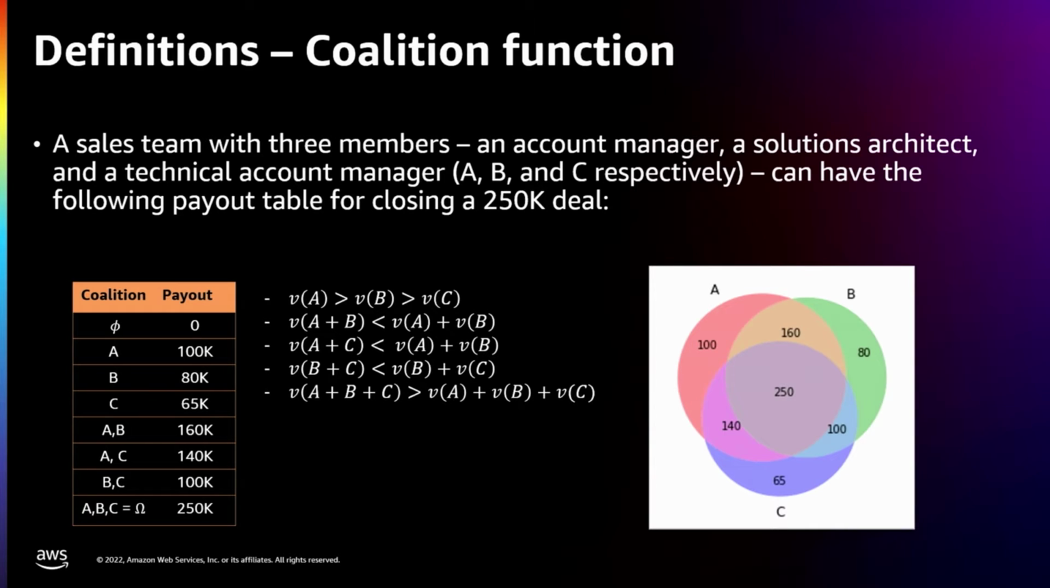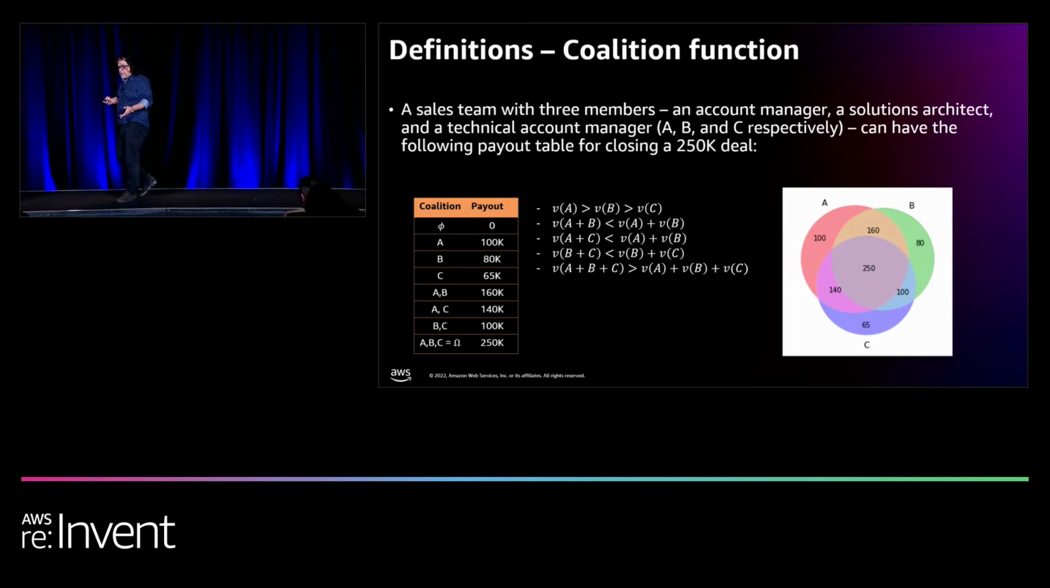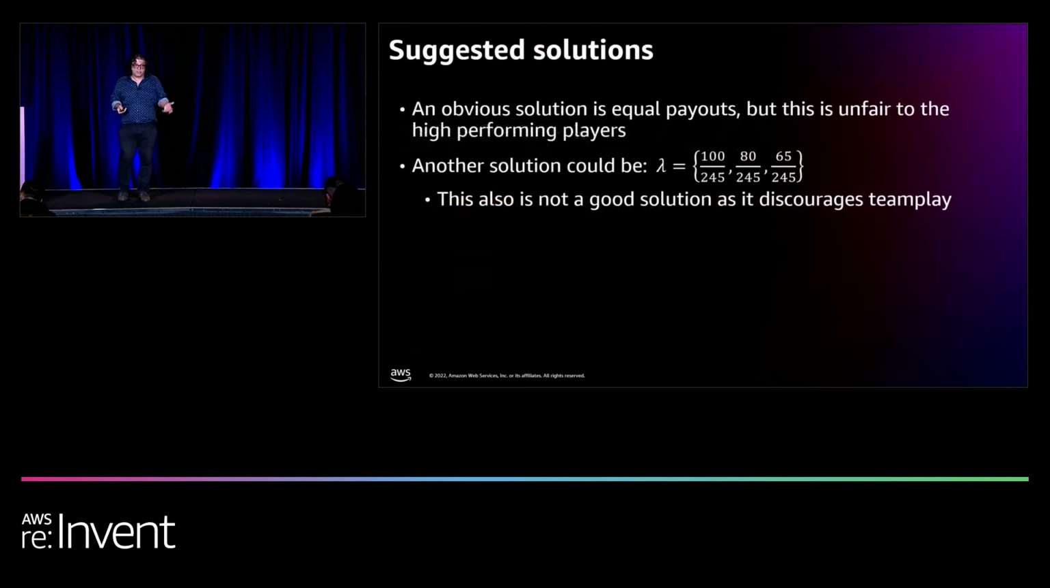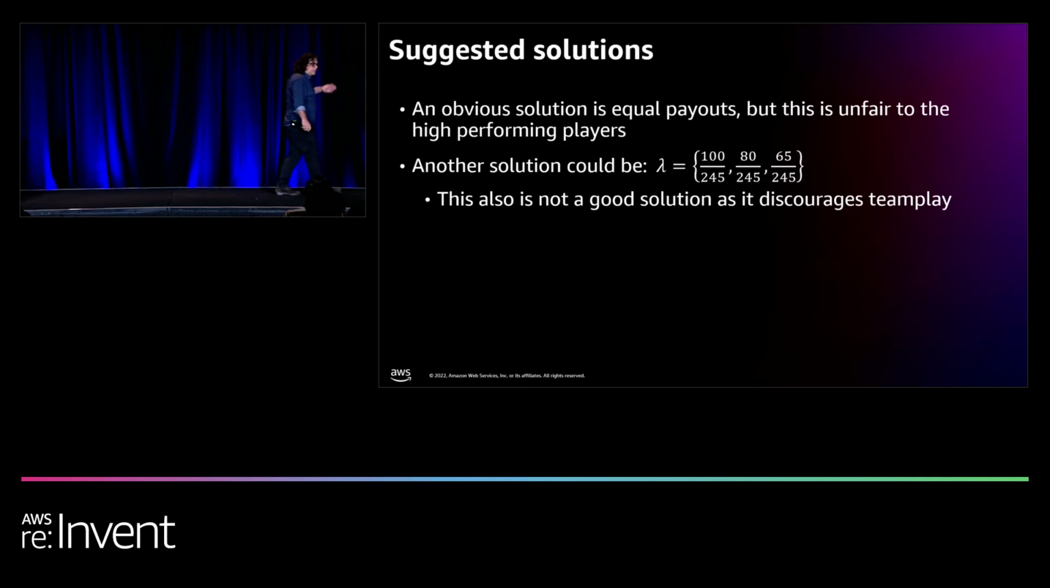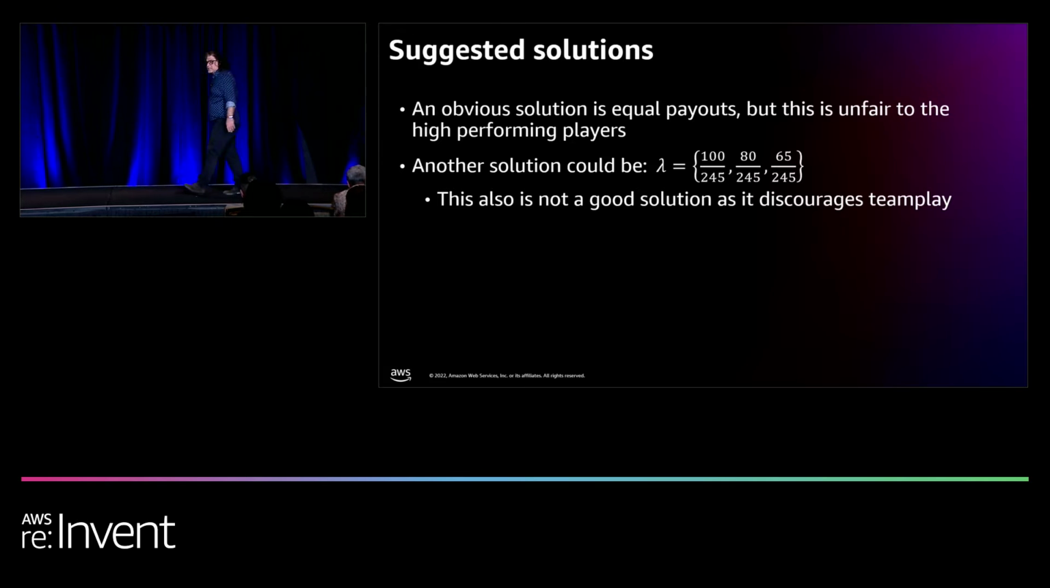Then AC makes 140, still not a good coalition. BC together makes 100. And the grand coalition makes 250, which is more than the total contribution of each one of them. So the point is, if you want to decide how to give commission to these people on the sales team, how would you go about it in order to be fair to them and encourage them? One solution is to just give them equal amounts. Well, that's not fair, is it? The person who makes 100 expects to have more commission than the one who makes 65.